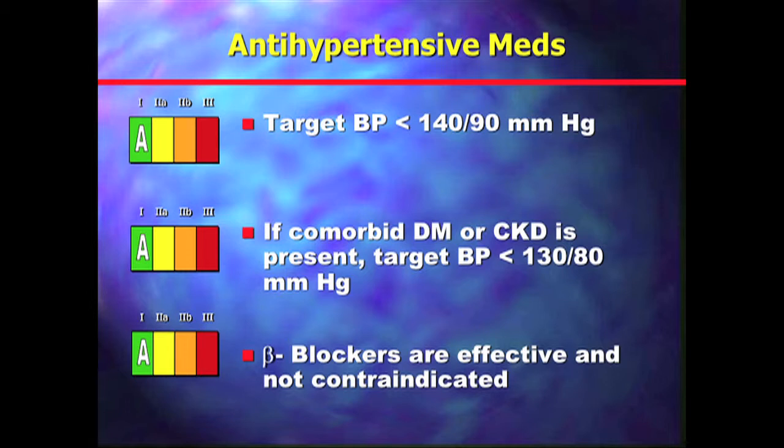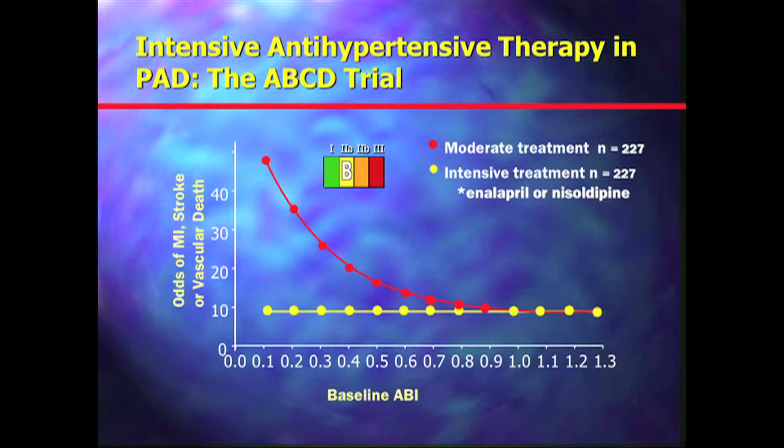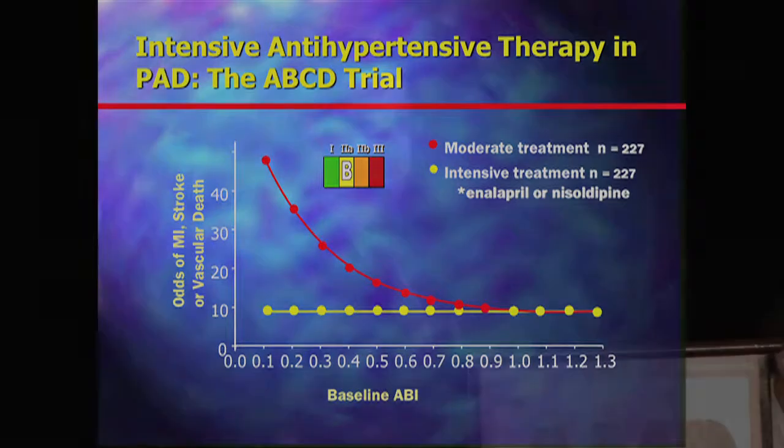And I think Dr. Diaz touched on this yesterday about beta blockers. According to the 2006 guidelines, they are effective and not contraindicated and have a Class 1A indication. This is talking about ACE inhibitors. This is the ABCD trial. And you can see here that even among patients that have a very poor ABI, these are critical limb ischemia patients or severe PAD patients, if they're treated with an intensive regimen, they do much better than those that are treated with mild to moderate intensity, which unfortunately happen to be most of the patients in the real world.